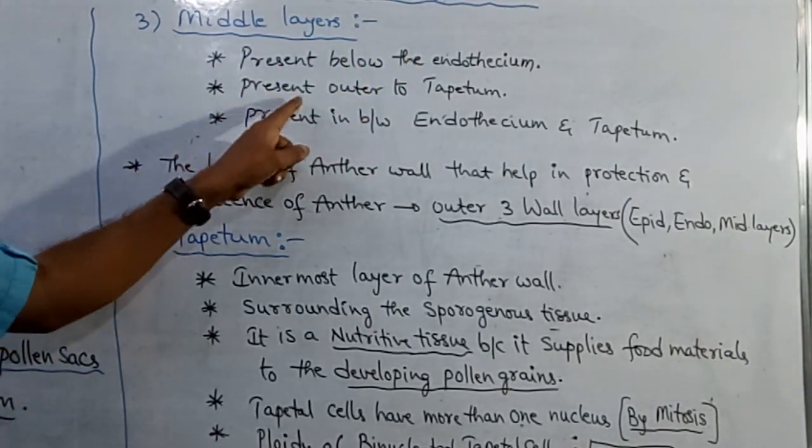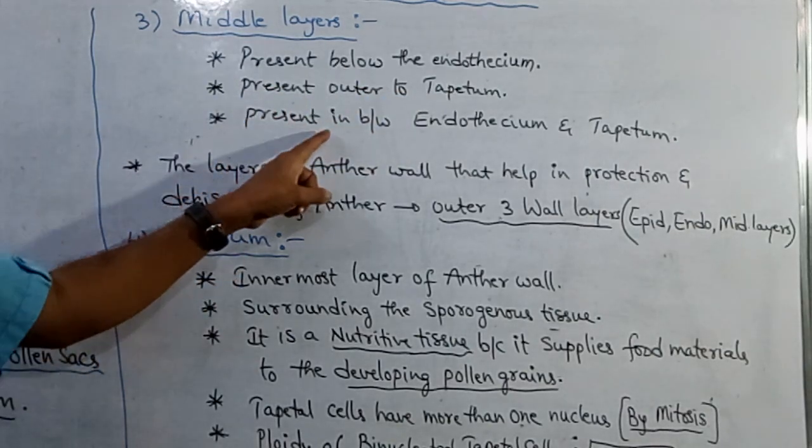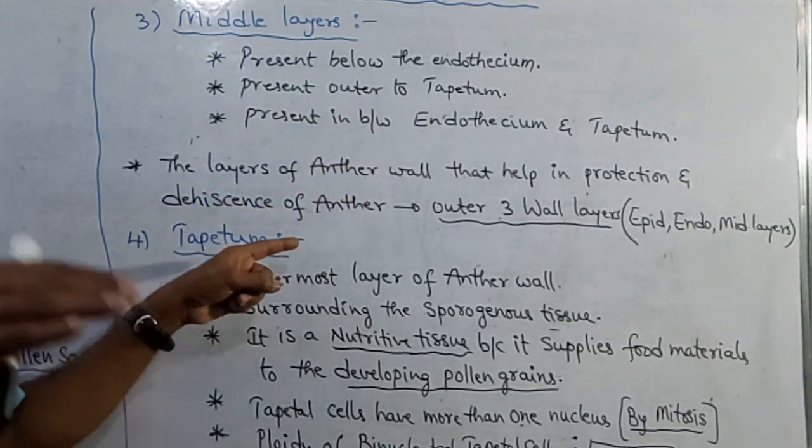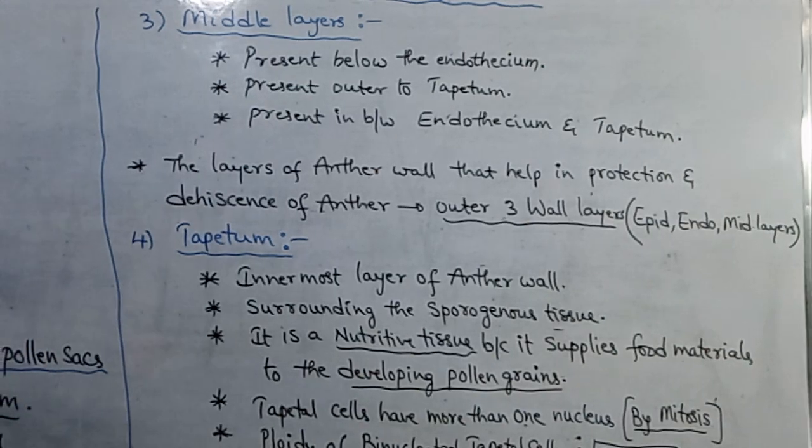Next, present outer to tapetum or present in between endothelium and tapetum. Like that, the parts in anther wall, they may ask outer to, inner to, in between, like that they will ask.